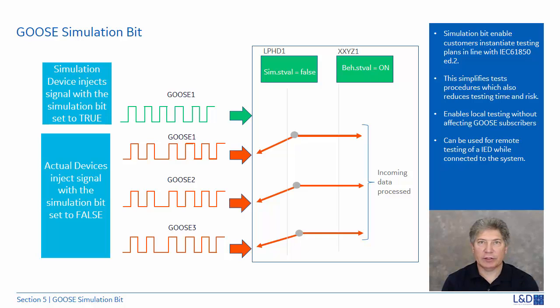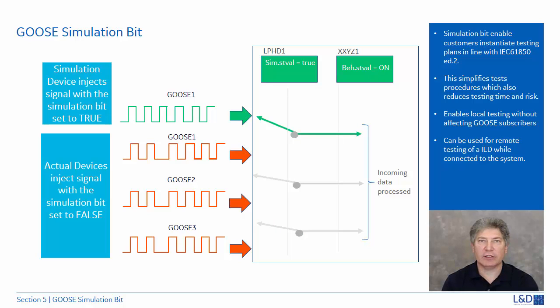Let's look at how real and simulation input signals are processed if both signals are injected at the same time using the GOOSE simulation bit. The emphasis is on both the IED's LPHD1 logical node simulation bit and the simulation bit of the signal. If the IED simulation status is equal to false, the signals with the simulation bit set to false will be processed. If the IED simulation bit is set to true, it will process signals with the simulation bit equal to true.